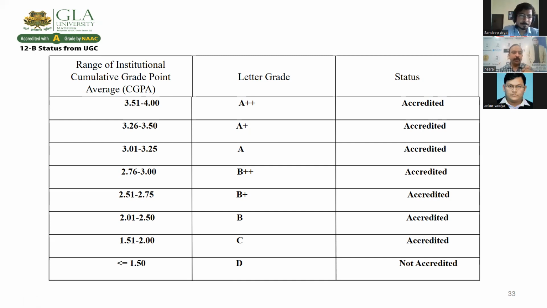3.51 to 4.0, your university will be accredited with A++ grade, which is the highest grade in NAAC. Then you can see here the rest of the grades. 3.26 to 3.50 is A+, 3.01 to 3.25 is A. So this is the grade system which NAAC gives after the verification of the entire things.